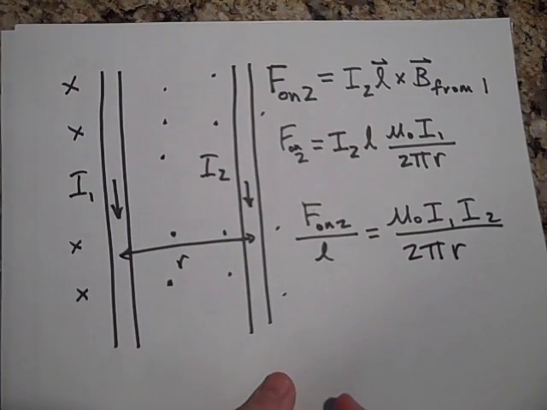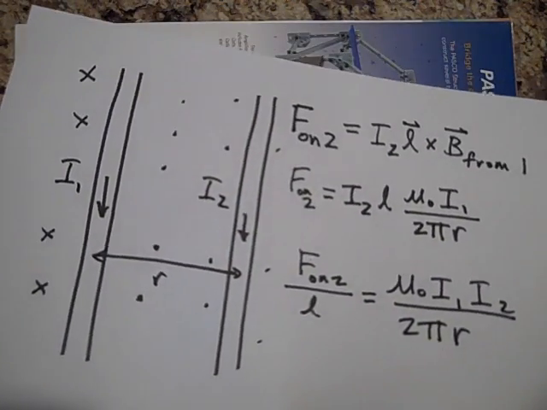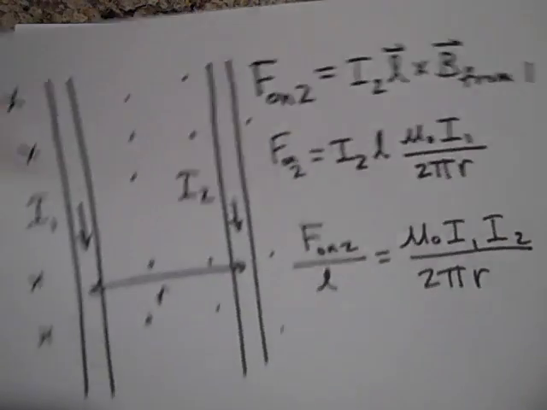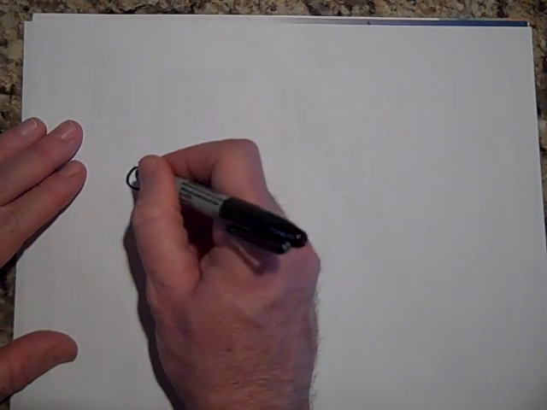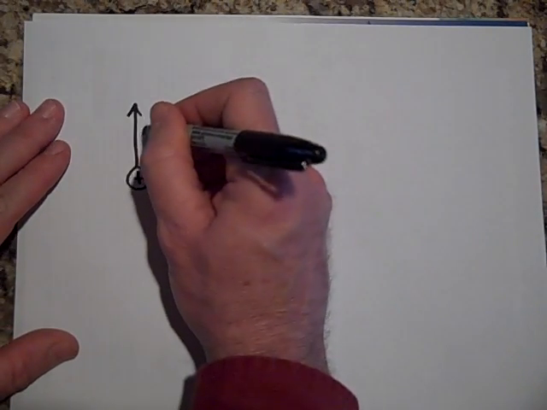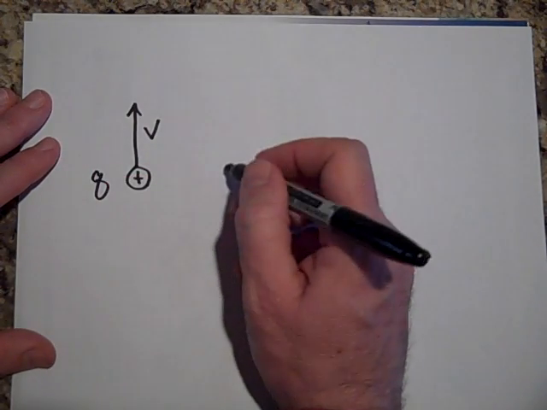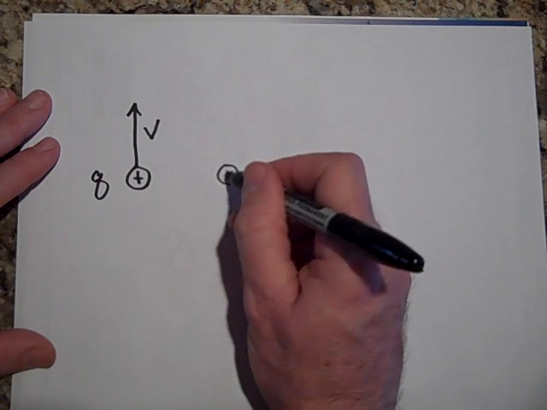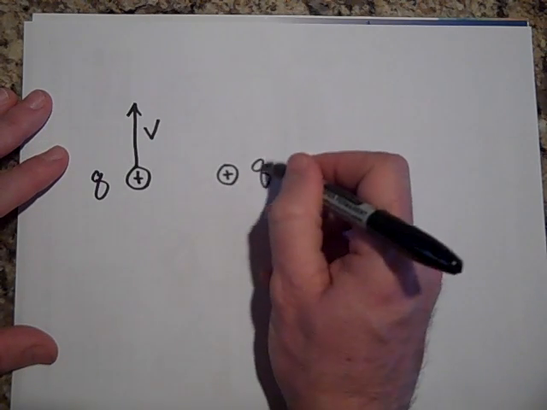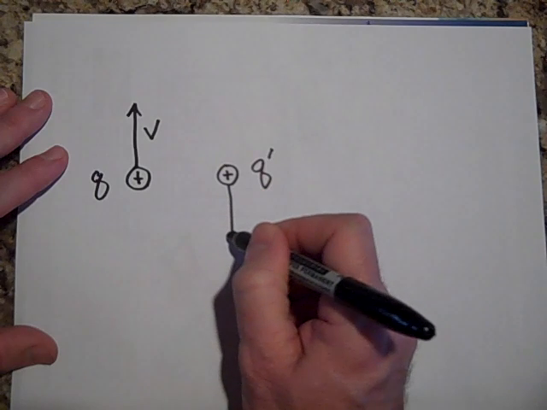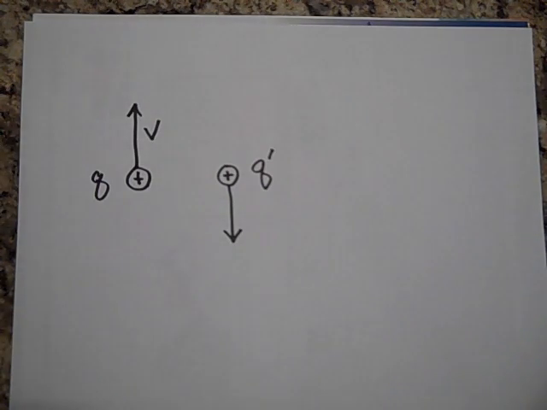All right, I'm just going to do one other thing. I want you to see that this works for wires, but it also works for charges that are moving by one another. So let's say there's a charge here, Q moving at a speed v. And then here's another charge, Q2 or Q prime, moving in that direction. Let's say they're both positive. Which way will Q prime be pushed?